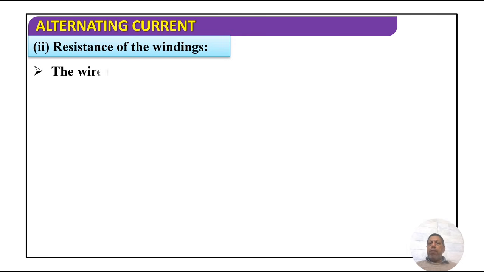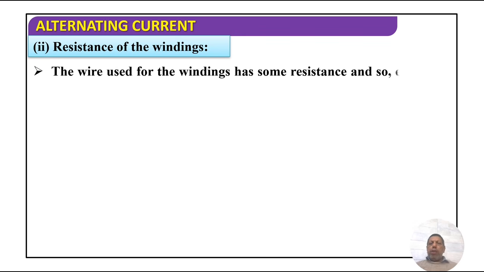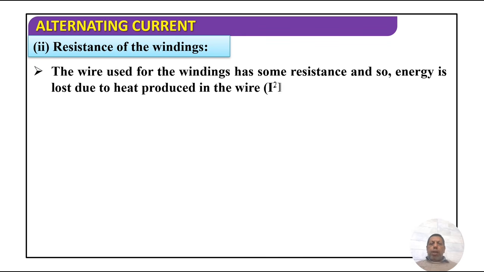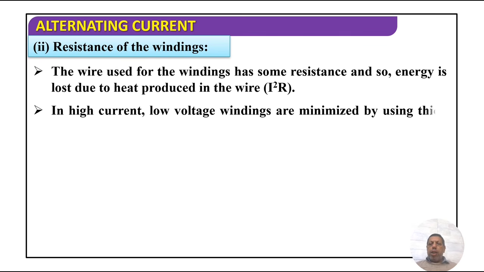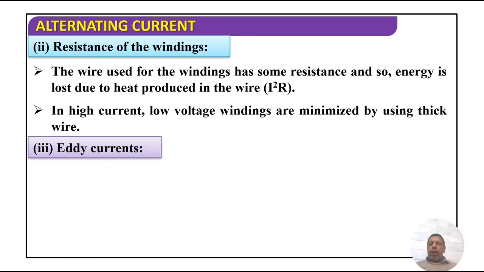Then resistance of the winding. The wire used for the winding has some resistance, and so energy is lost due to the heat produced in the wire, equal to I square R. It in high current, low voltage winding is minimized by using thick wire.